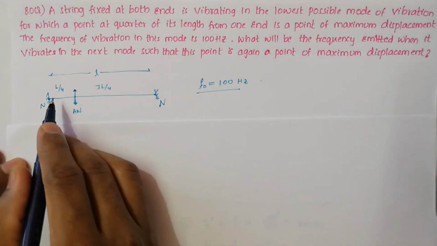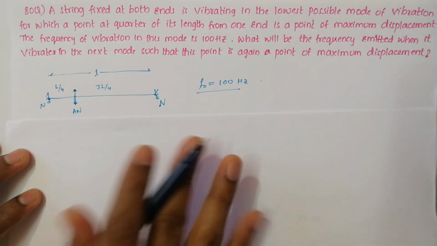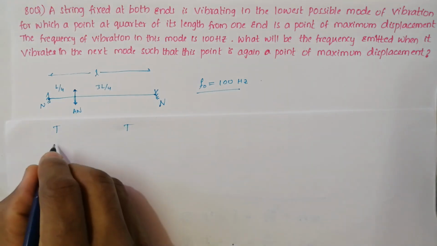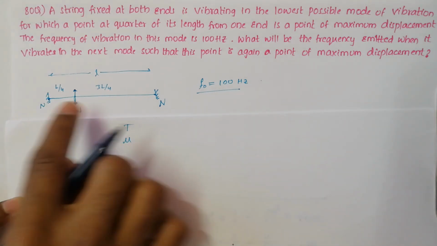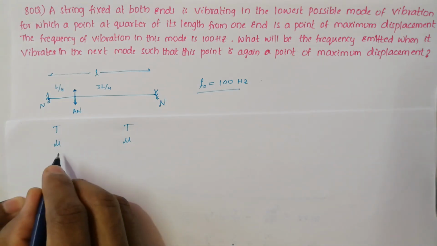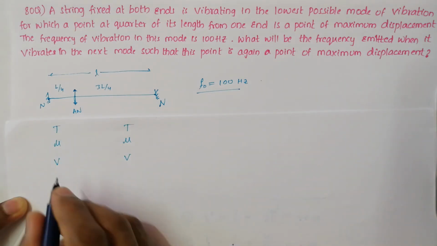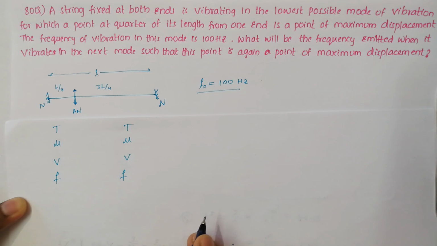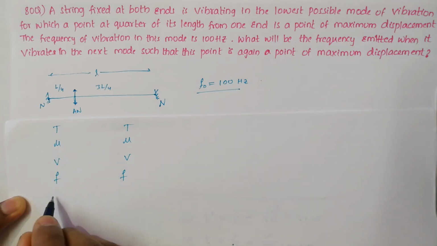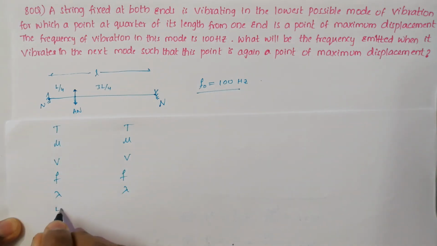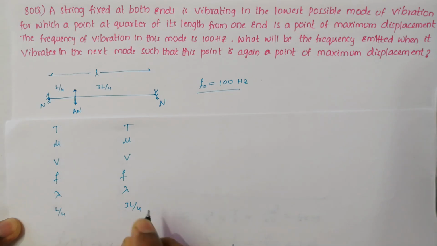If I take these two strings as connected, the tension in both will be the same, T will be the same in both of them, and the linear mass density will be the same because it is a single string. As tension and mu are the same, velocity will be the same, and as these two are connected, the frequency has to be the same. As frequency and velocity are the same, the wavelength of the waves will be the same. Next, the length of this one is L by 4 and the length of this is 3L by 4.